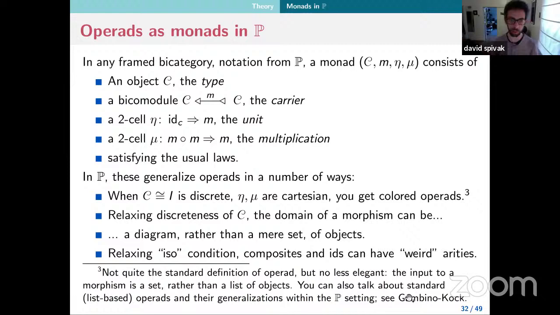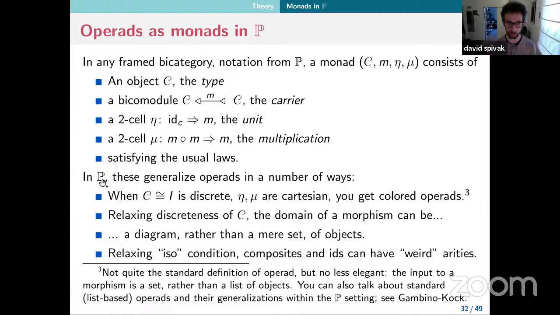So this wouldn't satisfy David Gebner's talk yesterday or the day before, where he was interested in really the finitariness, because you would have to restrict your polynomials to be finite and things like that. But you do get a kind of generalization of colored operads where you have a set of inputs rather than a list.